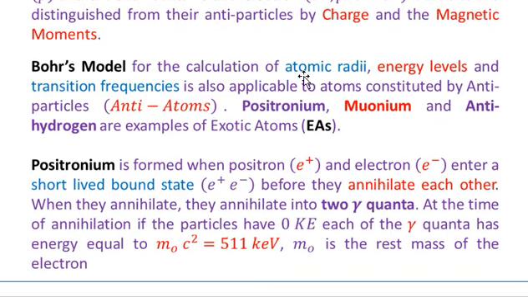Bohr's model for the calculation of atomic radii, energy levels, and the transition frequencies is also applicable to atoms constituted by antiparticles, or we can say anti-atoms. So Bohr's model can be applied to anti-atoms. Positronium, muonium, and antihydrogen are examples of exotic atoms.